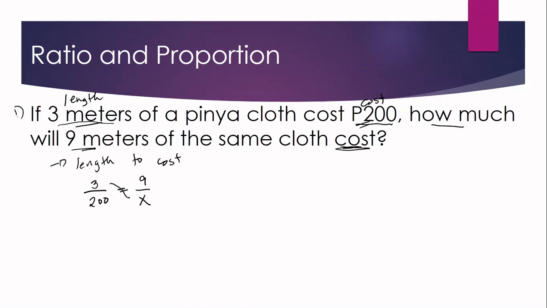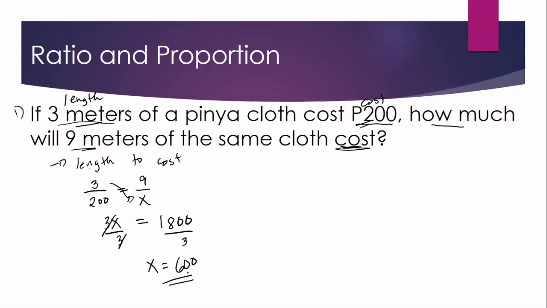And again, you do cross multiplication. Let's start with the unknown. So you have 3 times x. It will give us 3x. It will be equal to 9 times 200. That is equal to 1,800. A simple linear equation. Let us solve for x by dividing both sides by 3. So this will be cancelled out. So x is equal to the quotient of 1,800 divided by 3, which is 600.